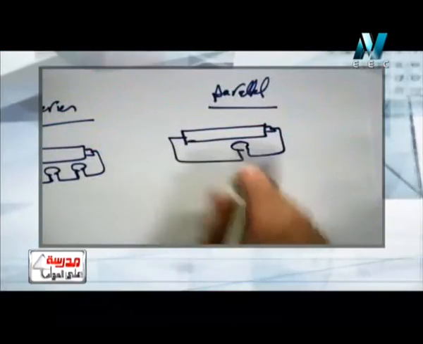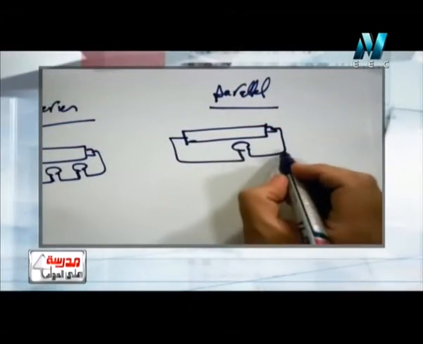What is parallel connection? Also I have a battery like this, and I have one route, or the first route. Route means the path of electricity.